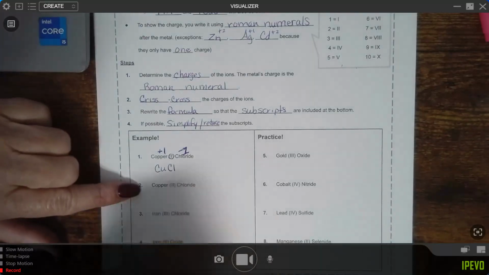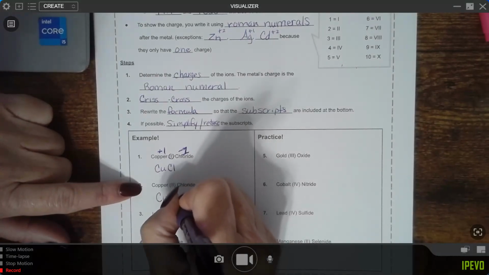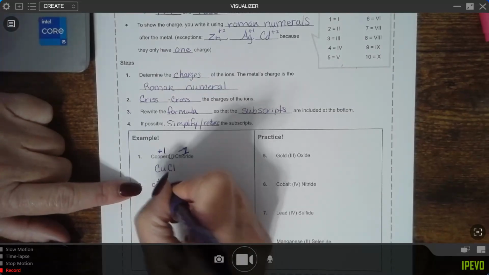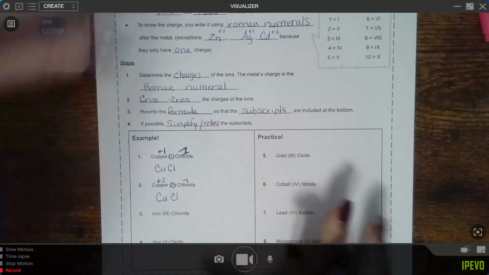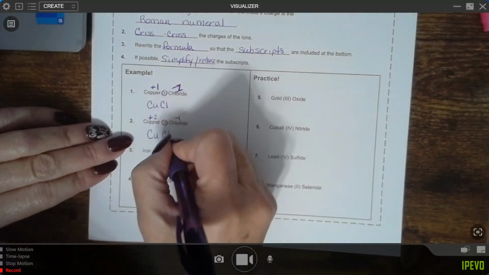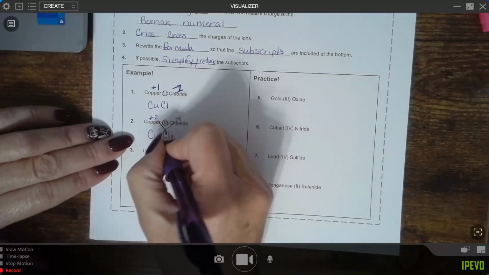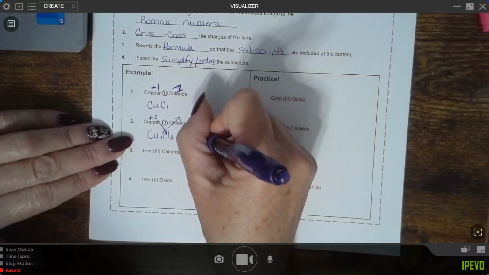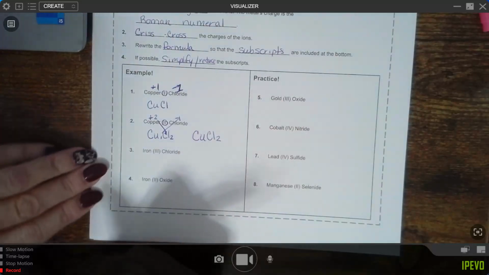Look at the second example. We again have copper and chloride. This time the charge on the copper is +2. That's what the Roman numeral tells us. And chloride is again -1. So now the 2 becomes the subscript behind the chlorine. The 1 is behind the copper. Remember, we don't have to write ones. If you do, it will not count against you. So the formula is going to be CuCl2.